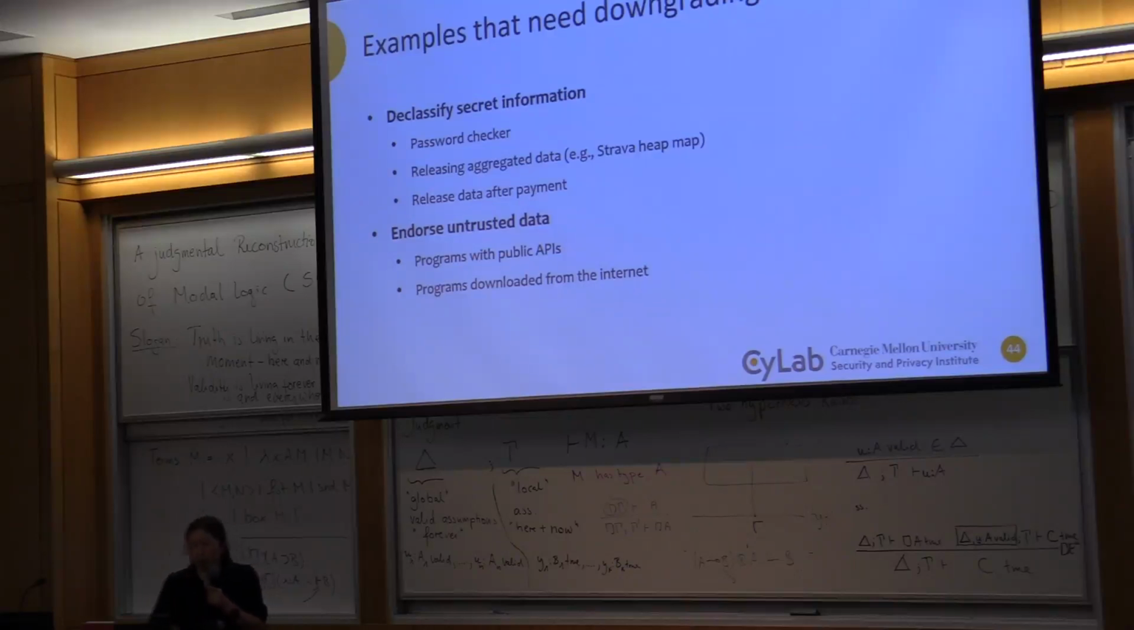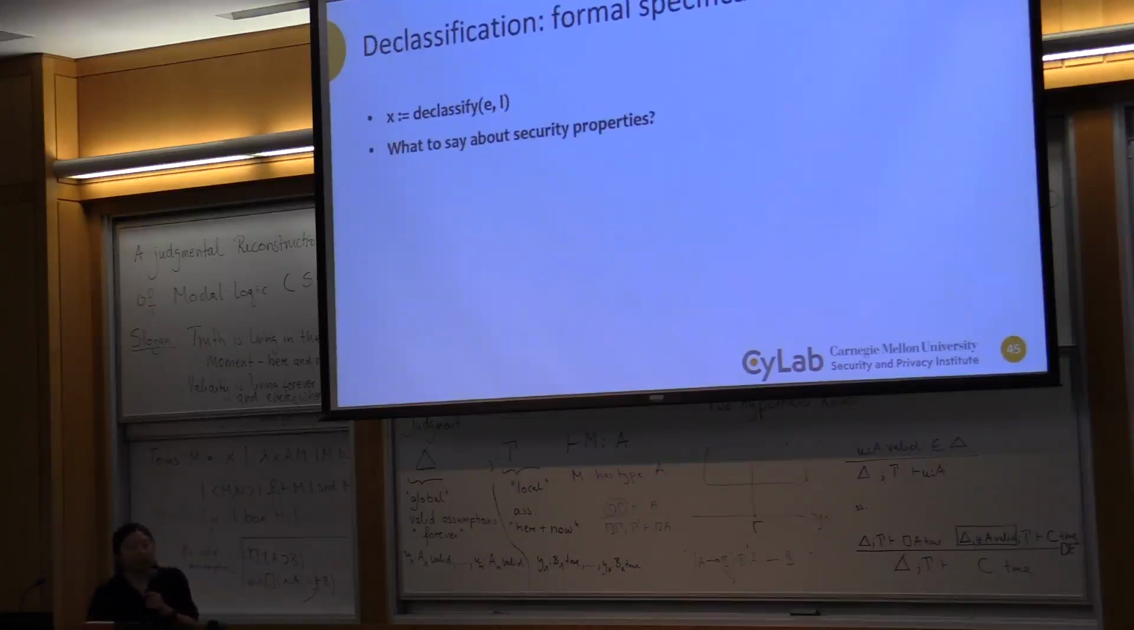Okay, so how do we do the declassification? Adding the operation is easy. I can just say, hey, I want to declassify this expression E. I want to declassify E to a label L. So if I have a two-point lattice, I'm going to declassify E to this low label, for example.